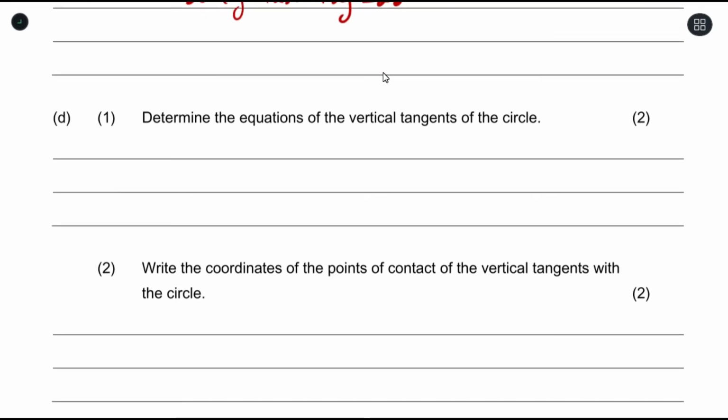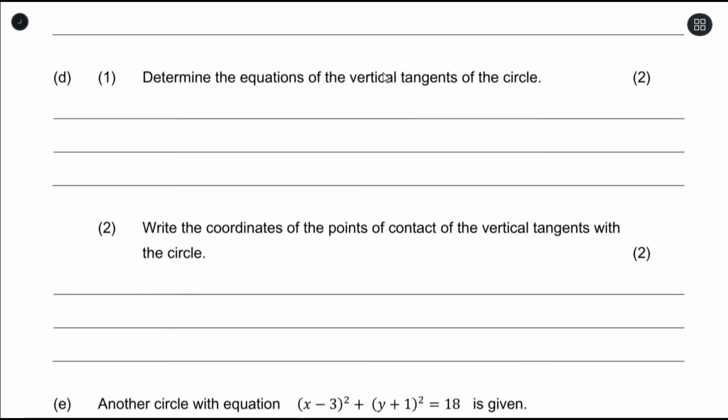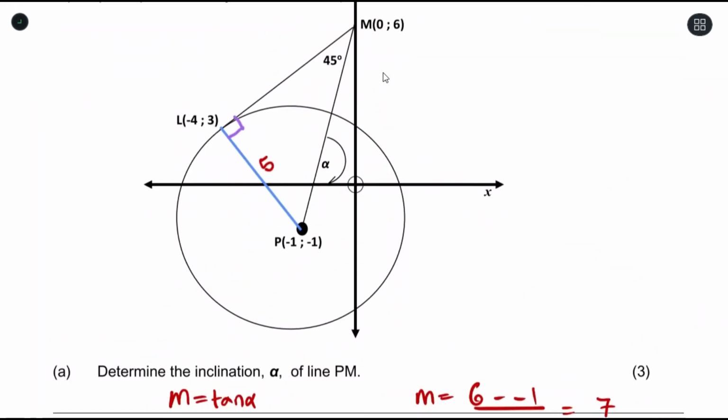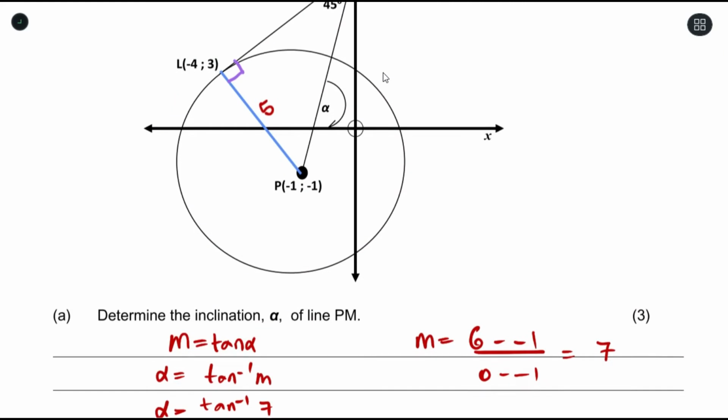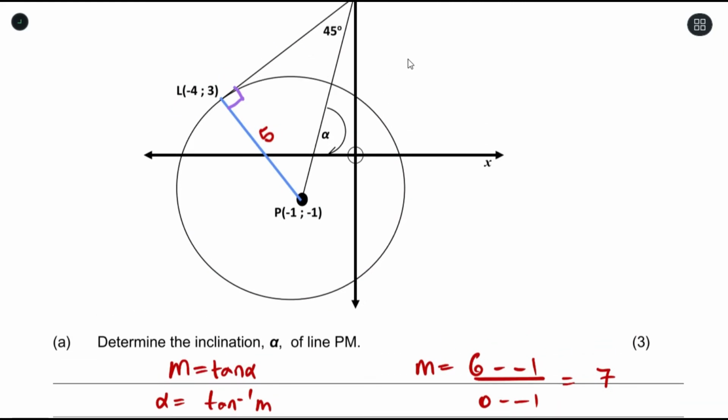So now let's look at D. We're going to do D1 and D2 together, simultaneously. Now D1 says determine the equation of the vertical tangents of the circle. And D2 says write down the coordinates of the point of contact of the vertical tangents with the circle. Okay, so let's go back to our circle. Now they want vertical tangents to our circle. A vertical tangent will more or less look like this.